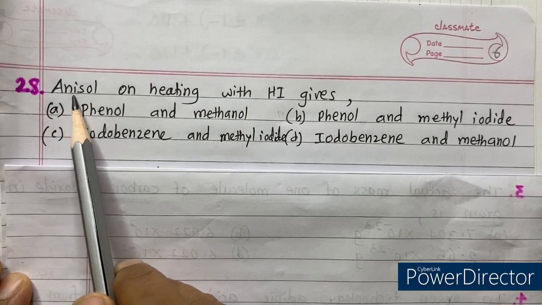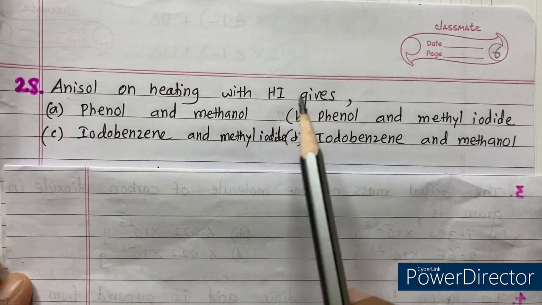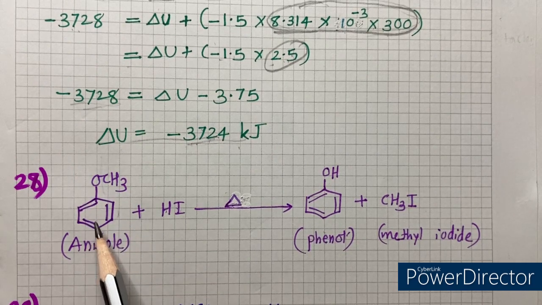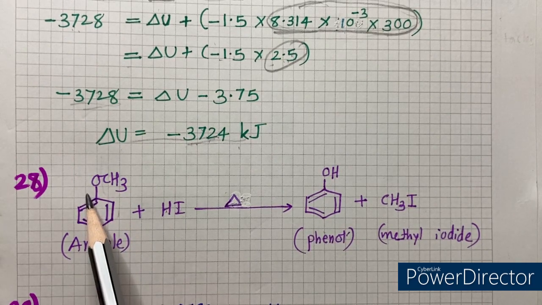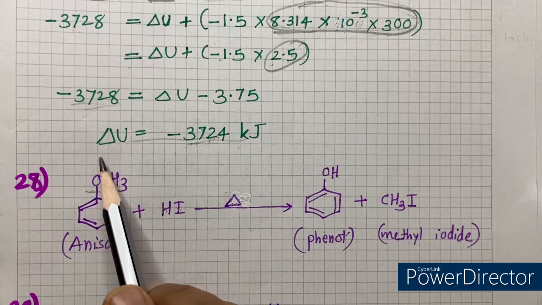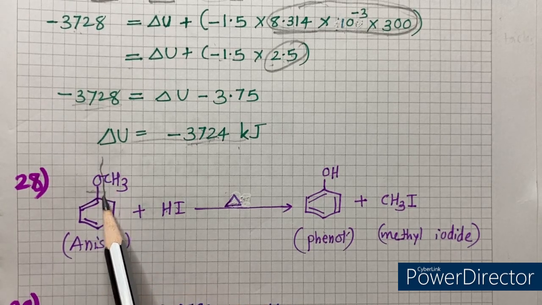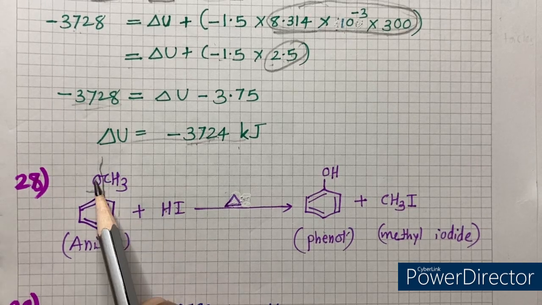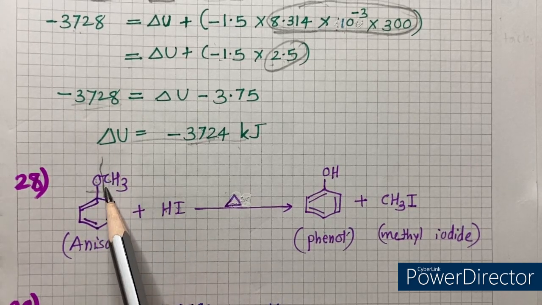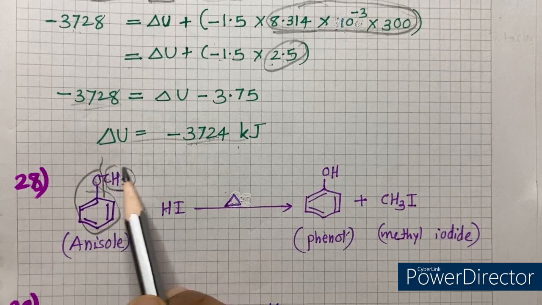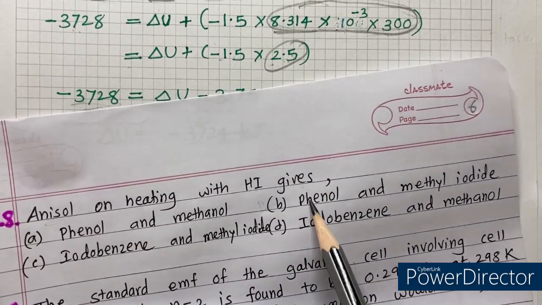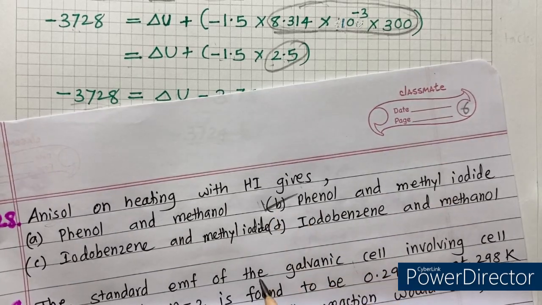Next question. Anisole on heating with HI gives. Now here anisole is an aromatic ether. Remember one trick here. It is difficult to break this bond, therefore break this bond. Comparatively, this is negative and this is positive. H here is positive and this is negative here. That is, this gives phenol and this gives methyl iodide. Therefore, the products are phenol and methyl iodide.